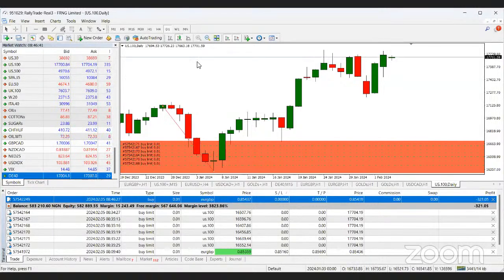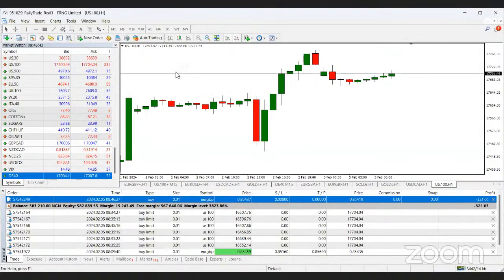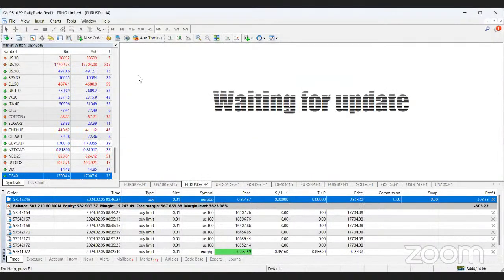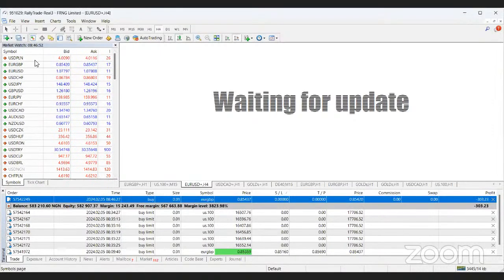Now, let's quickly move on to the next one, which will be Euro USD. For people that have been asking for it, I read your comment. I'm going to go to Euro USD right now. Enable Euro USD.